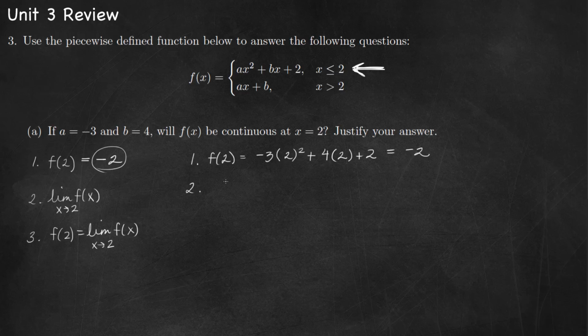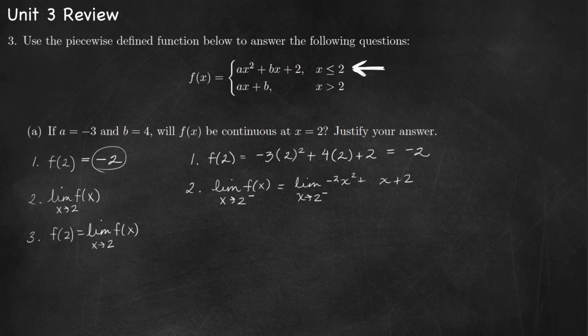So let's find the limit of f as x approaches 2. Well, since 2 is right where the domain splits, we're going to have to find the limit as we approach 2 from both the left-hand side and the right-hand side. So let's start with our left-hand limit. The limit of f of x as x approaches 2 from the left-hand side, we're in that top piece, so that's just going to be the limit of ax squared plus bx plus 2 as x approaches 2 from the left-hand side. But now remember, my a value is negative 3, so let me put that in for my a, and my b value is 4, so I can put that in for my b.